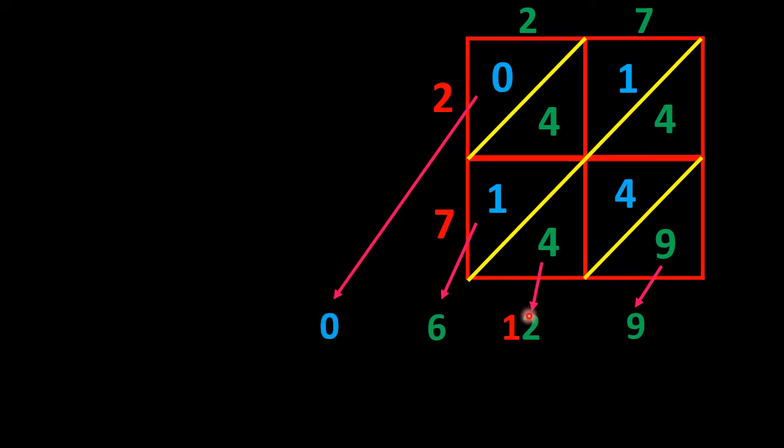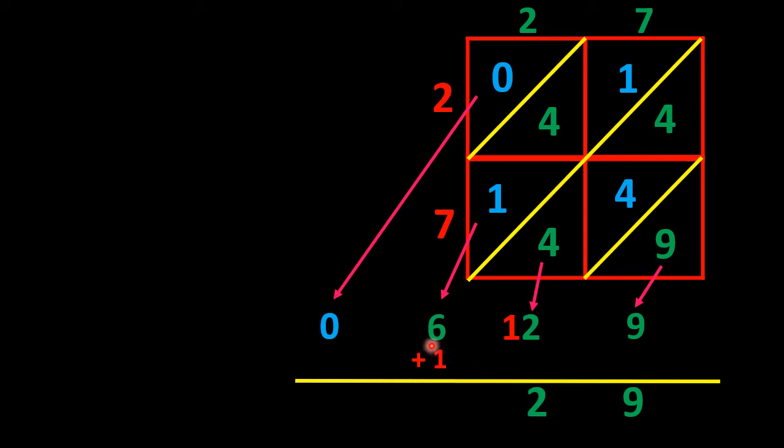Except this 12, all the numbers are single digits. Starting from the right, this 9 we shift down, and from here it's a double digit, so this 2 we shift down, and this 1 we add to the next number. So here 6 plus 1 is 7, and 7 is a single digit that I have shifted down, and here it will be 0 only. So this is our answer. The square of 27 is 729.